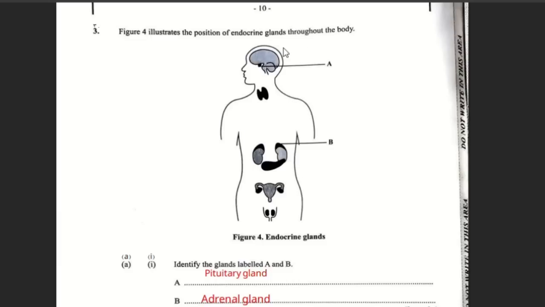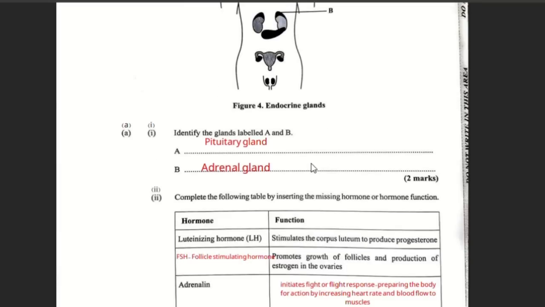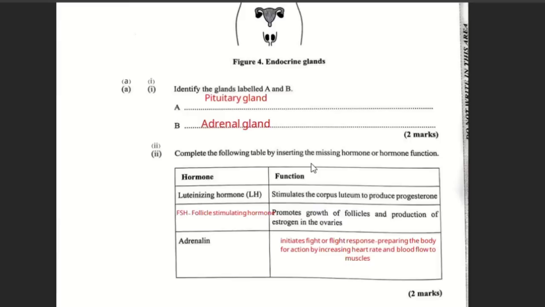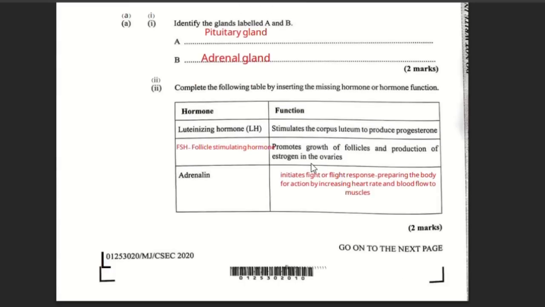These are probably two of the most common glands that everybody might remember out of all of them: adrenal on the kidney, and pituitary in the brain. So now complete the table by inserting the missing hormone or hormone function. LH, luteinizing hormone, stimulates the corpus luteum to produce progesterone. This is what they have already. But the part that they want us to answer is FSH. So the function is to promote growth of follicles and production of estrogen in the ovaries. This is the follicle stimulating hormone.